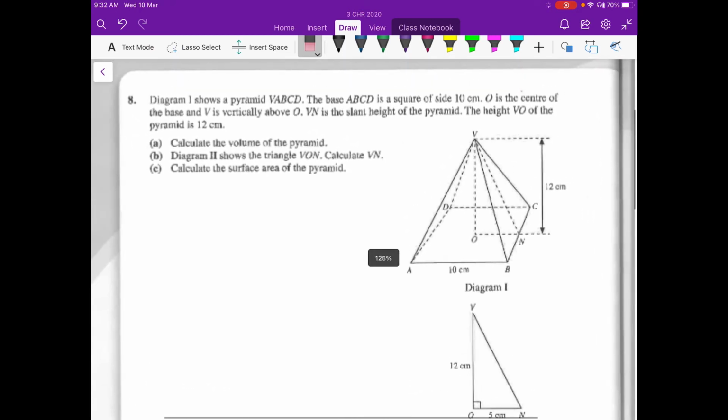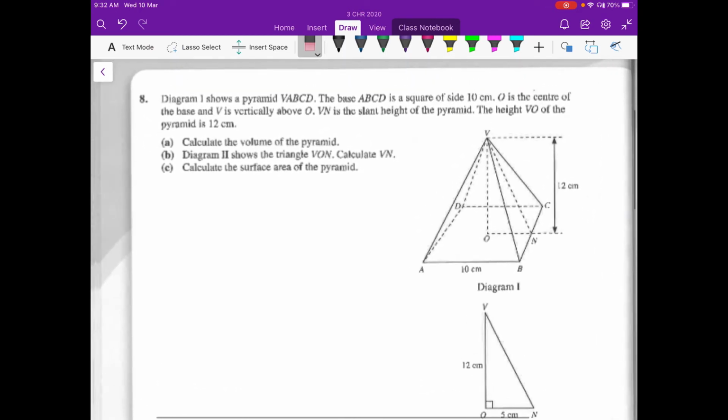Okay, I'll help you all a bit for this. So we have a pyramid. The base is a square. So if the base is a square, then this distance is also 10, because it's a square. O is the center of the base. V is vertically above. The slant height is VN. VO is 12 cm. Calculate the volume.